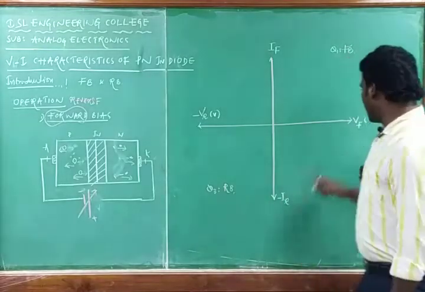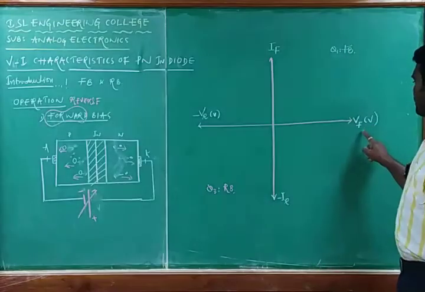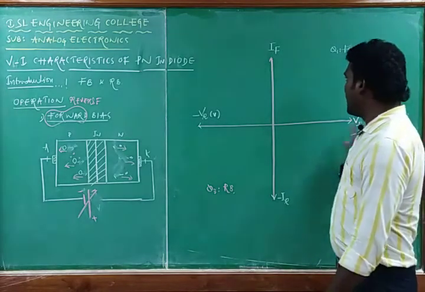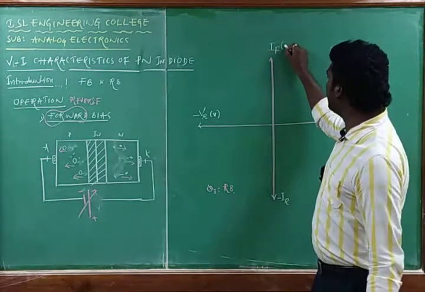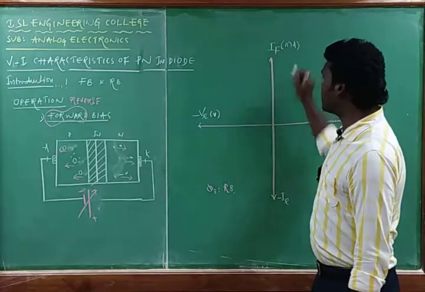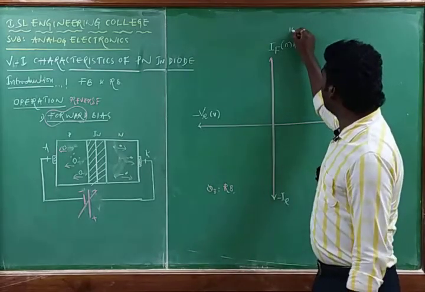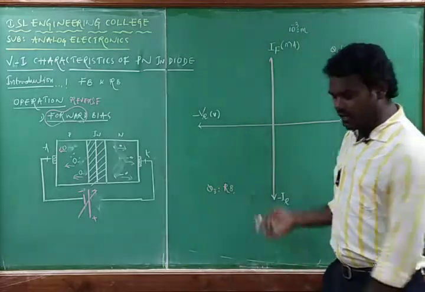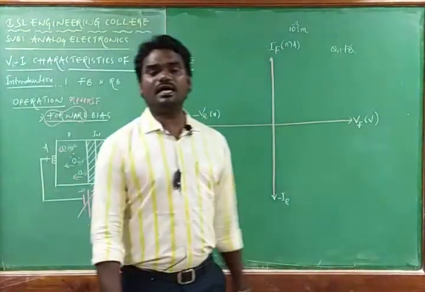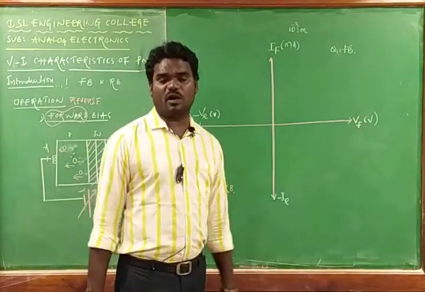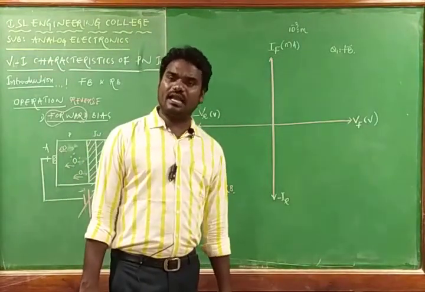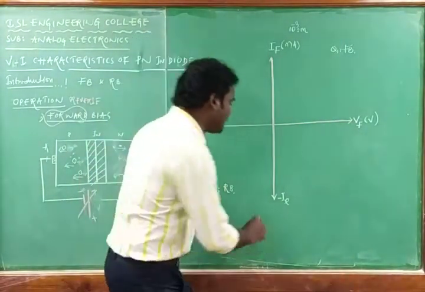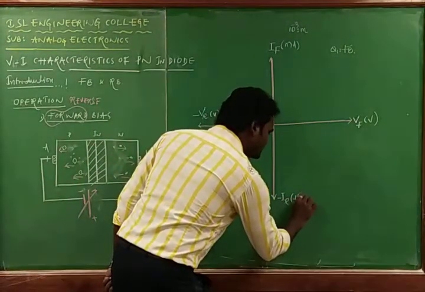And in forward bias we apply the voltage in units of 1, 2, 3 volts, whereas we get the current in terms of milliamps. We know that milli is 10 power of minus 3. In reverse bias, it conducts a very small amount of current, which is negligible, and that current is named the leakage current, in terms of microamps.